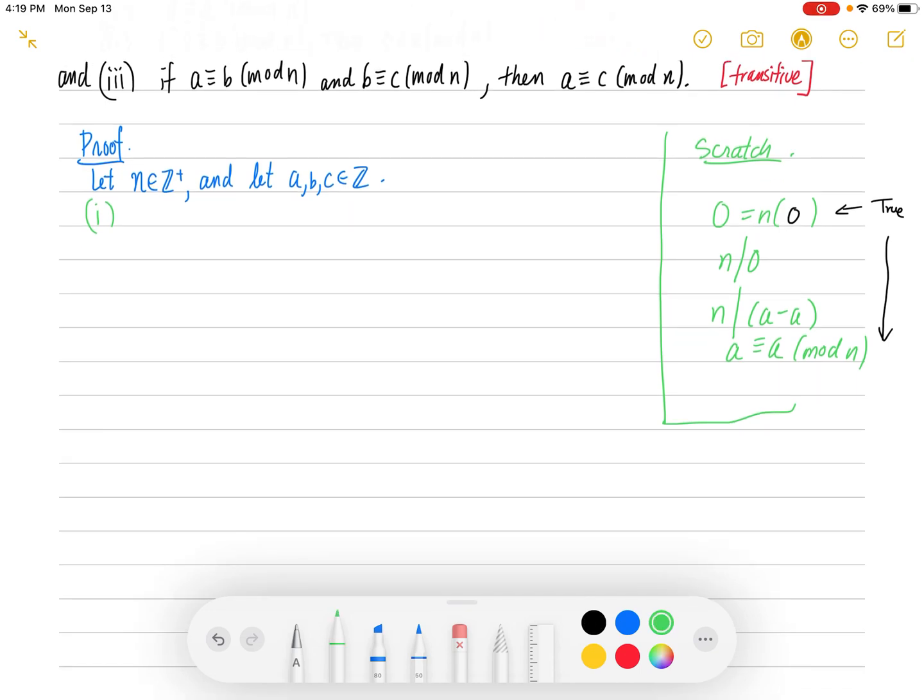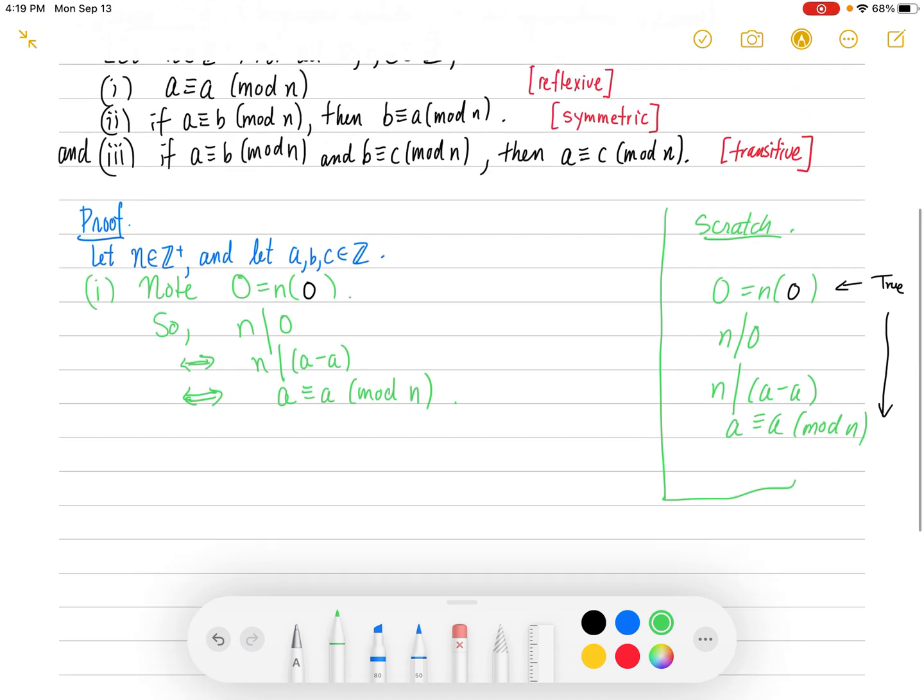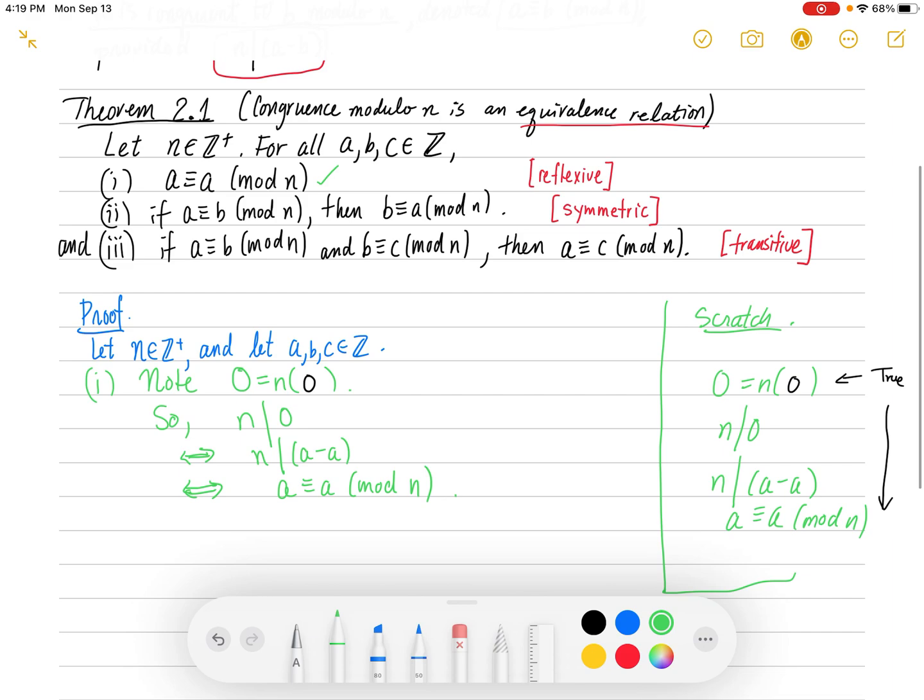So let's do our proof now. Number 1, let's say note 0 equals n times 0. Okay, so that means n divides 0, that's equivalent to, if and only if, n divides a minus a, and we know by definition that's the same thing as saying a is congruent to a mod n. And that's what we wanted to prove, right? A is congruent to a mod n for any a. That's our first one. I'll check it off.